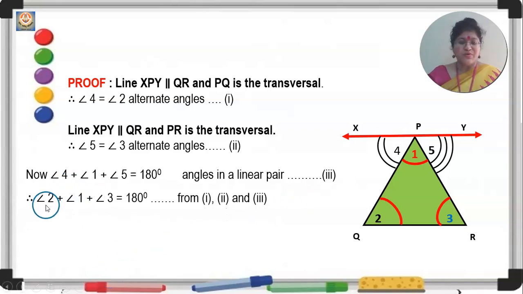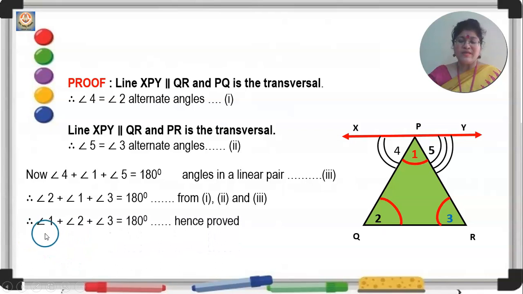So when you substitute, you get angle 2 plus angle 1 plus angle 3 equal to 180 degree. So isn't that what you get? 1 plus 2 plus 3 equal to 180 degree. We'll just rearrange the angles. So when you rearrange it, you get angle 1 plus angle 2 plus angle 3 equal to 180 degree. Hence proved. That means you have proved that in this triangle PQR, angle P plus angle Q plus angle R is 180 degree. Students, I repeat it once again. This is a very important theorem, and I want you to make a note of this in your geometry notebook.